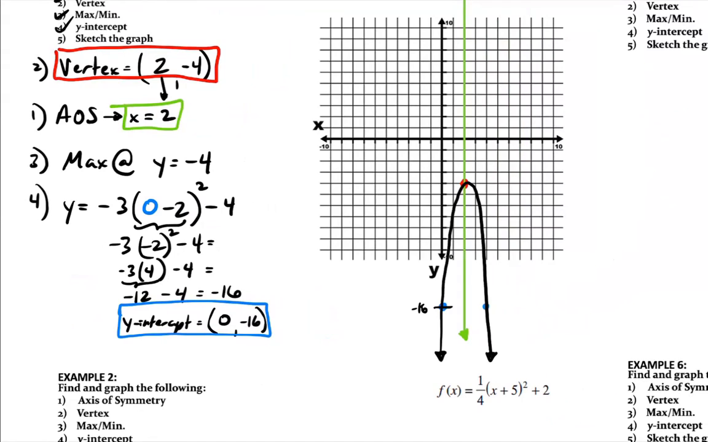Okay. Want you to do number 2 right now on your own. Do number 2 on your own. The 1/4, if you don't like using fractions, change it to a decimal. What's 1/4 as a decimal? 0.25, quarter.